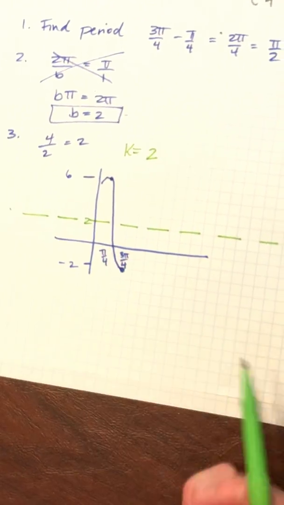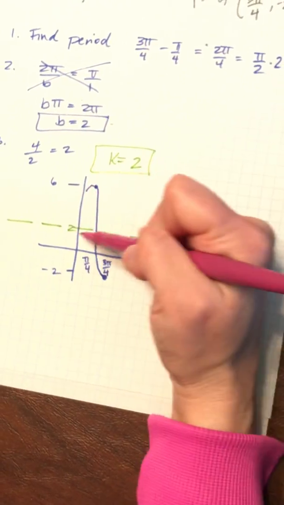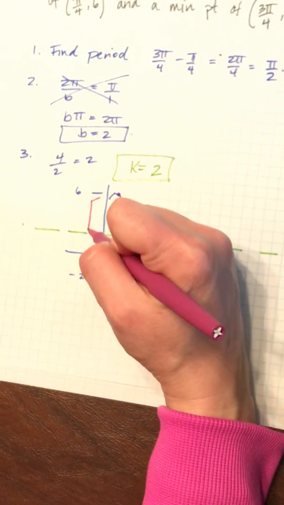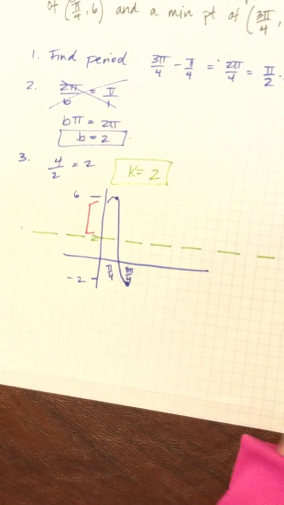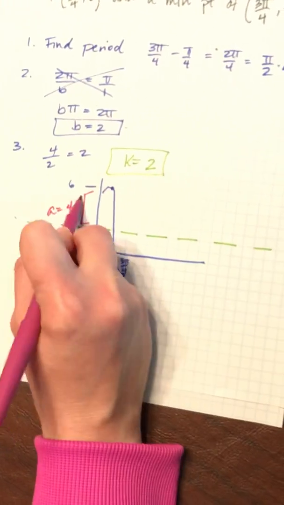Now that I know the midline, I've got the b value, I've got the k value, I can also find my amplitude. Remember, the amplitude is the distance from the midline to the max or midline to the min. So in this case, my amplitude is going to be 4. So that's my a value.